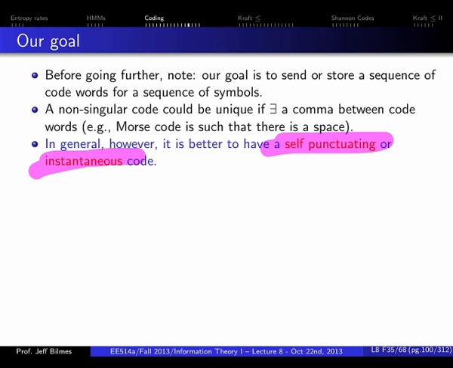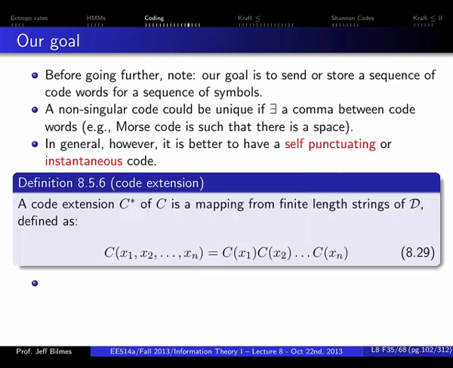Another question to ask yourself before I give you the answer: what do you think? Is that going to hurt us? So before we get into that issue, let's talk about a code extension. In general, a code extension is when we take a sequence of source symbols and concatenate the corresponding code words together. So it's a very simple concatenation operator.